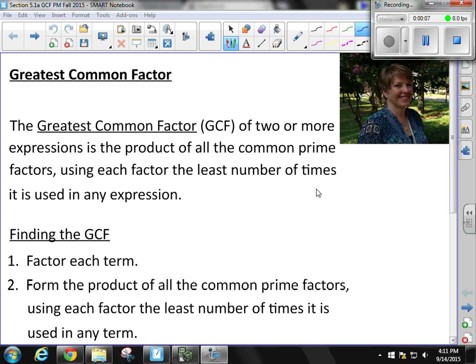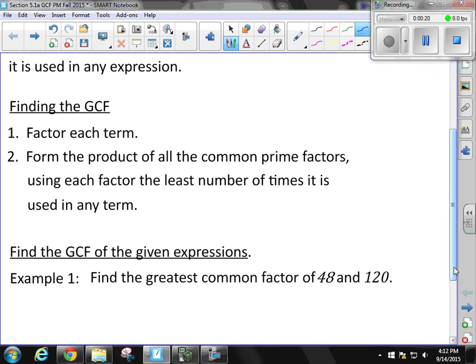The greatest common factor of two or more expressions is the product of all the common prime factors, using each factor the least number of times it is used in any expression. To find the greatest common factor, step 1, factor each term, and step 2, form the product of all the common prime factors, using each factor the least number of times it's used in any term.